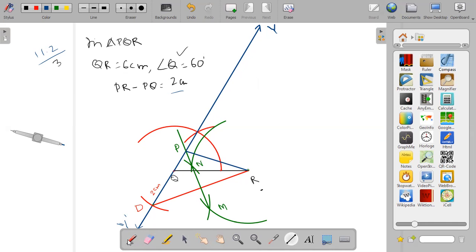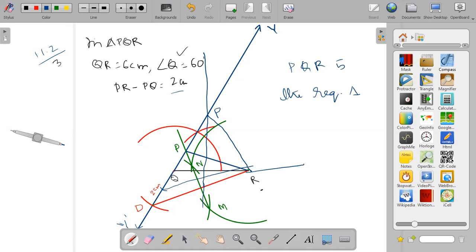PQR is the required triangle. When you take 2 centimeters, this line will come here and its bisector will come like this, somewhere here, then it will intersect this side. So you will get it like this. The original picture will be like this. Okay, got it?